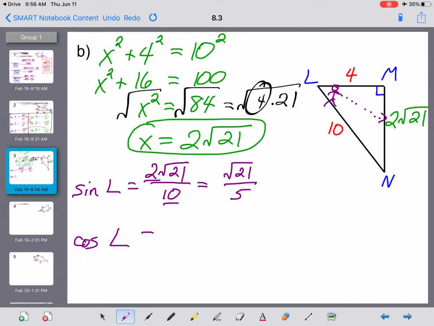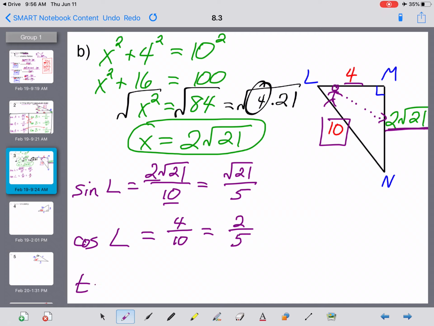Cosine of L, I think, is going to be easier than that. Cosine is adjacent leg over hypotenuse. So again, 10 is the hypotenuse. That makes 4 and 2 root 21 the legs. The one of those two legs that's adjacent to you, your stick figure standing at L, is 4. So 4 is your adjacent leg, 10 is your hypotenuse. No radicals here at all. And then we're going to divide out the 2 yet again and get a 2 over 5 for the cosine of L.